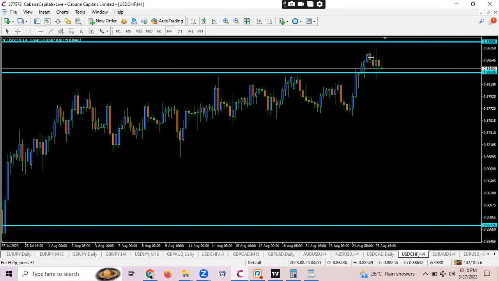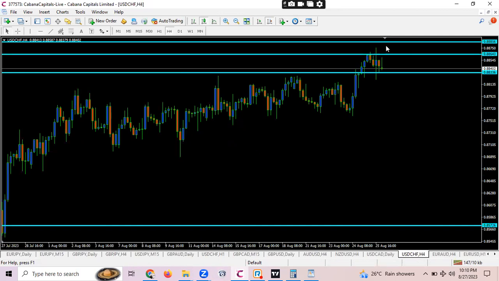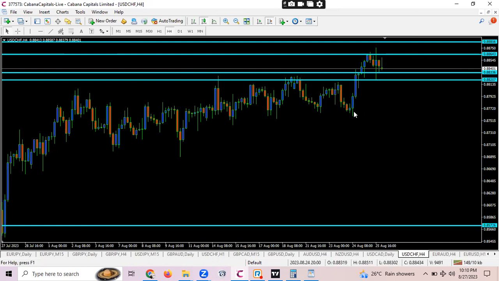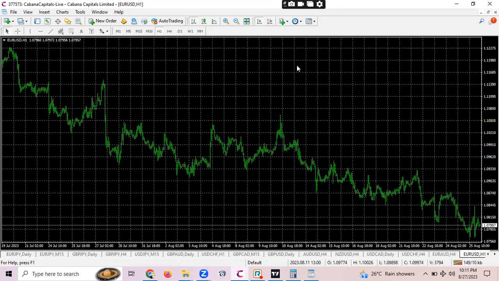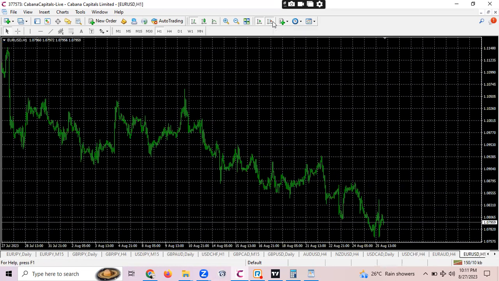So we have a resistance on 4 hour, so this becomes our resistance zone or supply zone. So if a 4 hour candle closes above this zone, we want to consider buying, and if a 4 hour candle closes below this zone, support zone, we want to consider selling USDCHF. Okay, so the next pair is EURUSD, and that will be the last pair for this week market analysis session.